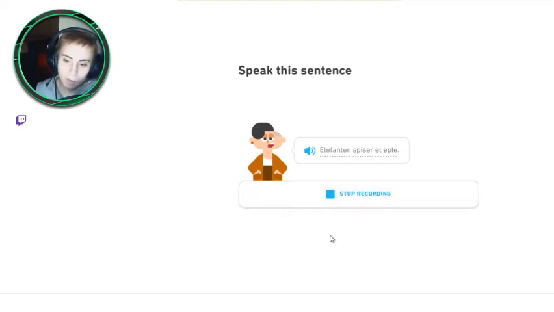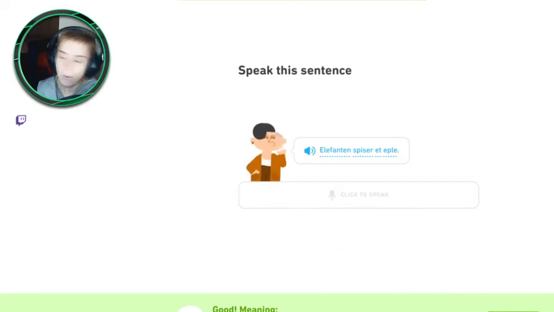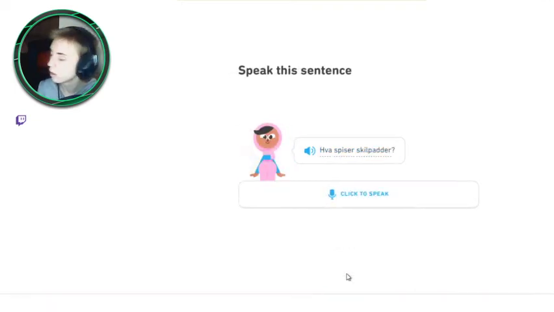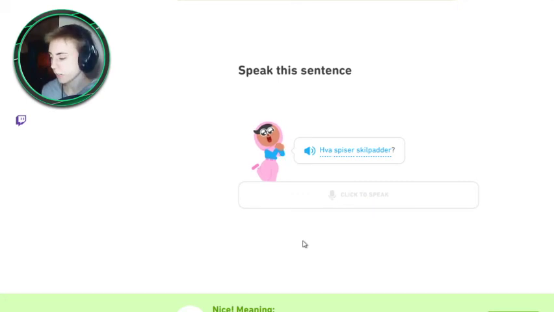Elefanten spiser et eple. Elephants eat an apple. Hva spiser skilpadder? What is going on? Something's rolling heavily across the ceiling. Hopefully my mic isn't picking it up. No, I don't think it's picking it up. Okay. Yay, filters! Hva spiser skilpadder? What do turtles eat? Turtles, I think they eat.